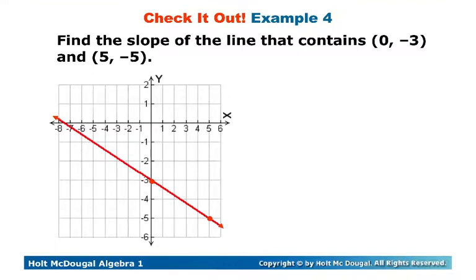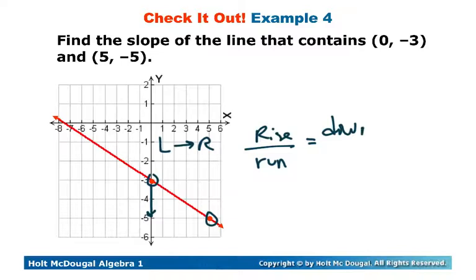Let's see, they gave us the points here, (5, -5) and (0, -3), so that is a little bit more helpful. But again, we're still going to do the reading of the leftmost point to the rightmost point, and we're going to be doing the rise over the run. So in this case, the rise is again down, and so we're going down 2. And we're going over 1, 2, 3, 4, 5 spaces to the right.